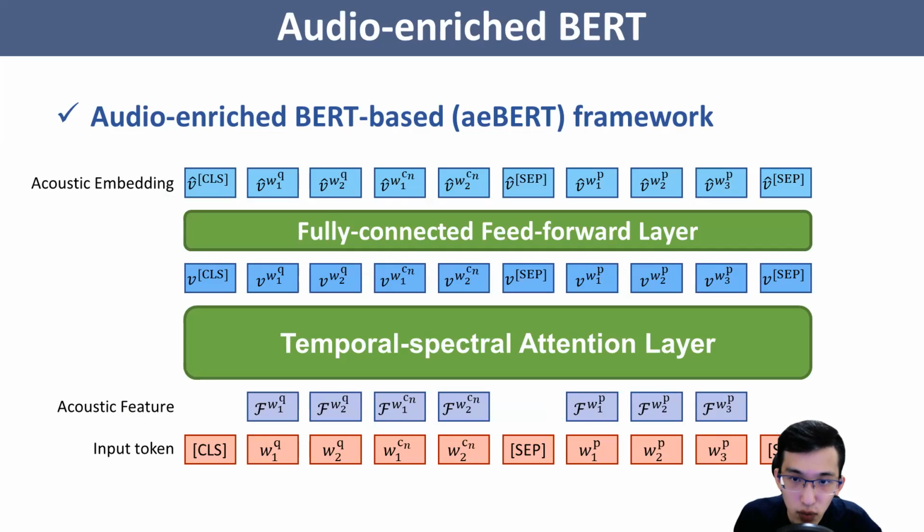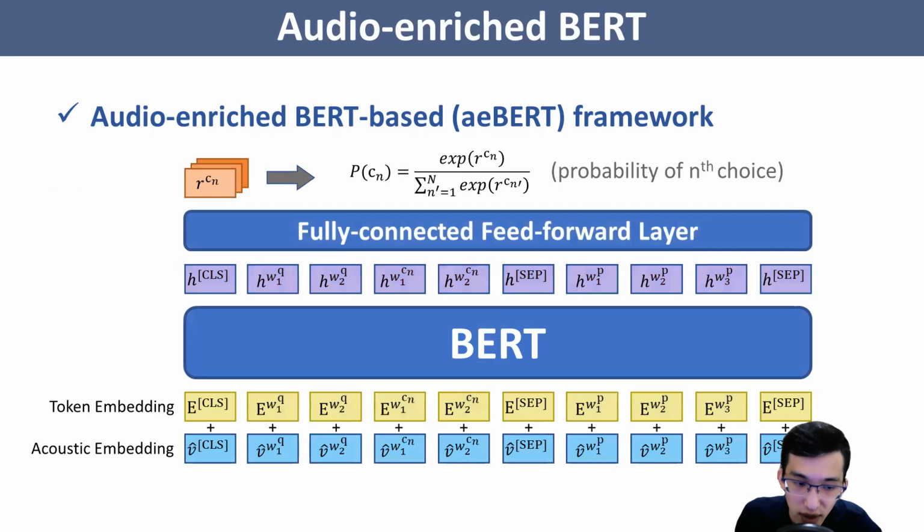With this TSAT layer, we want to use it in our BERT framework. So we propose another framework called AE-BERT, the Audio-enriched BERT-based framework. First, we have input tokens, and we also have the corresponding acoustic features of each token. We use our temporal spectral attention layer to encode the acoustic features to get the acoustic representation V_wi, and we pass this sequence into another fully connected feed-forward layer to obtain the acoustic embeddings, V-hat_wi. Then we simply sum up the acoustic embeddings, the token embeddings, the segment embeddings, and the position embeddings. Then we pass it through BERT to obtain an audio-enriched contextual representation.